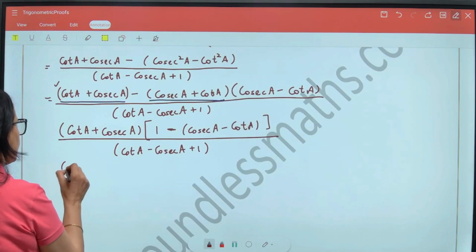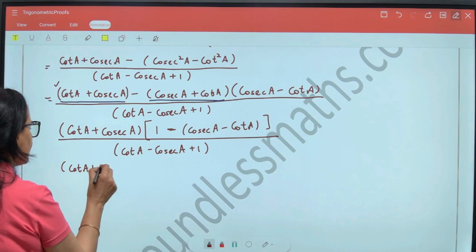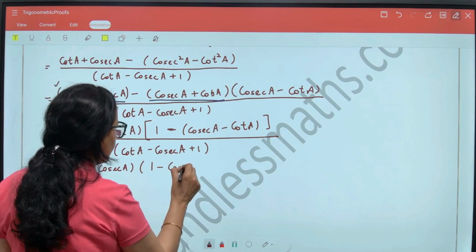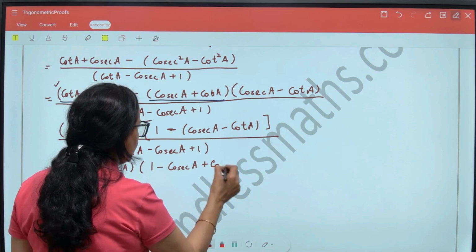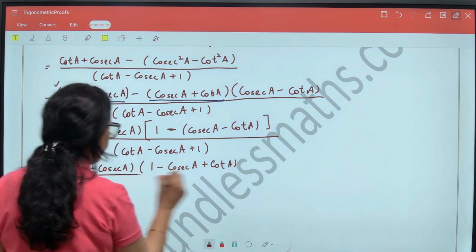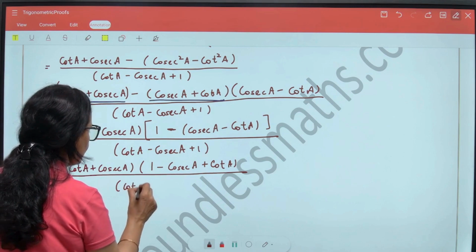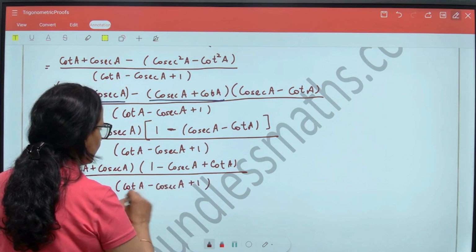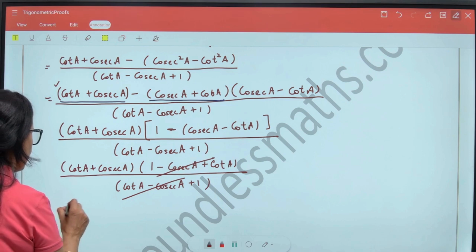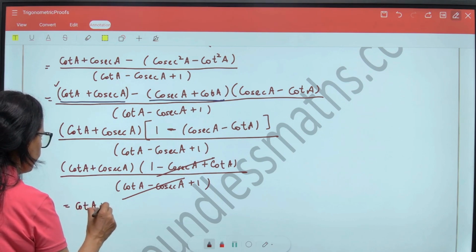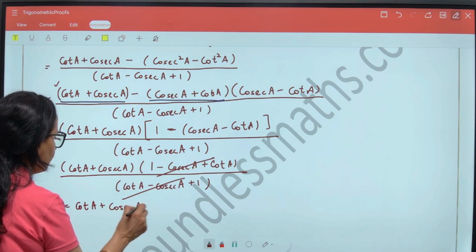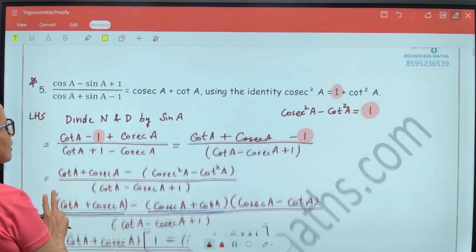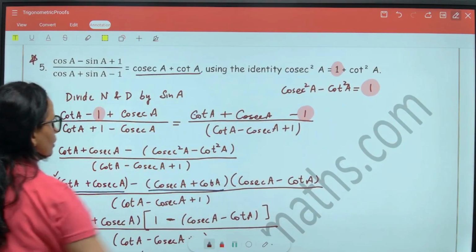So in the numerator cot A plus cosec A, and the second bracket has 1 minus cosec A plus cot A, which is what I have in the denominator also. So the denominator is also cot A minus cosec A plus 1, and both these brackets get cancelled. So what is left is cot A plus cosec A. This is what I have on the right side of my question. Can you see? It is the same thing, cosec A plus cot A.